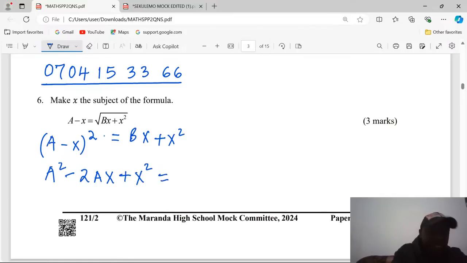That is how we expand according to quadratic identities. Mathematics Form 2. You should do a review of your Form 2 work.